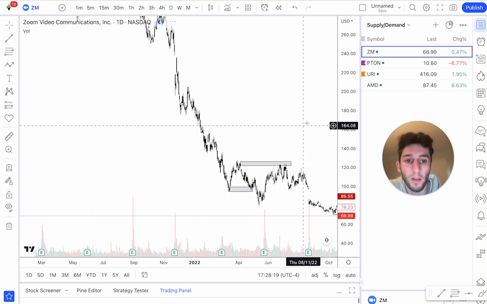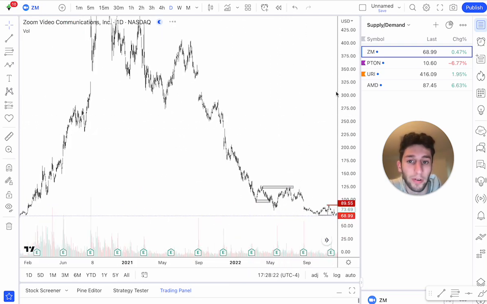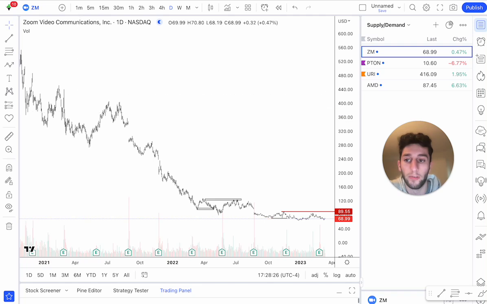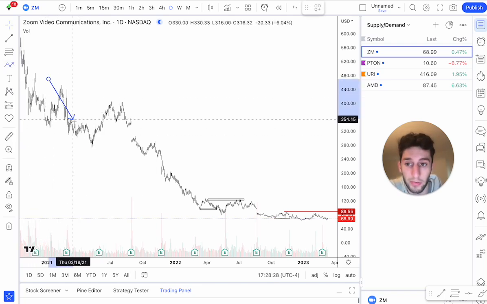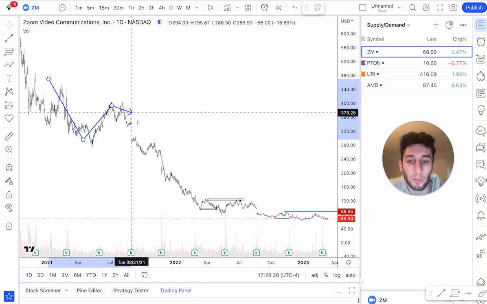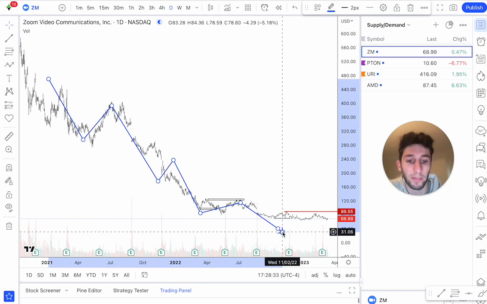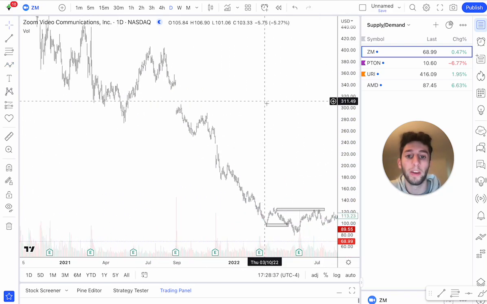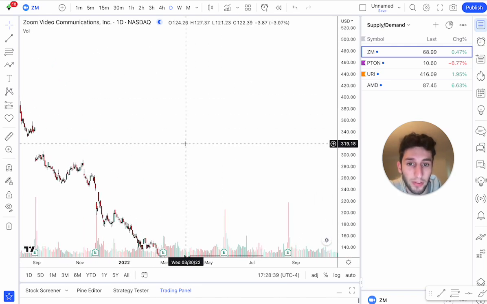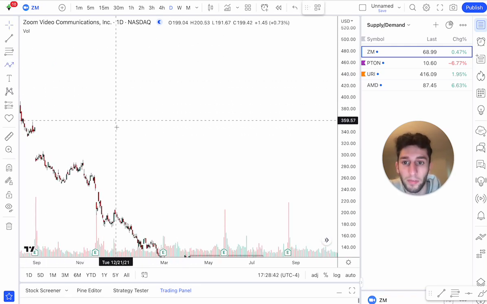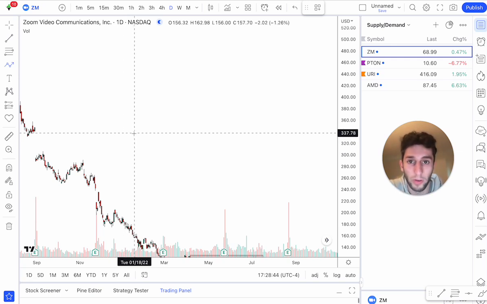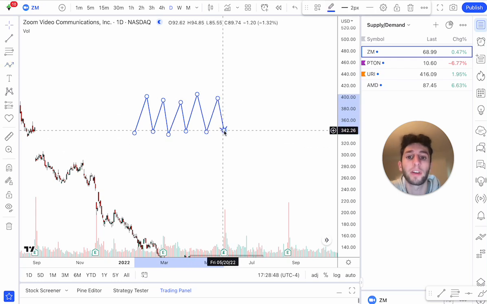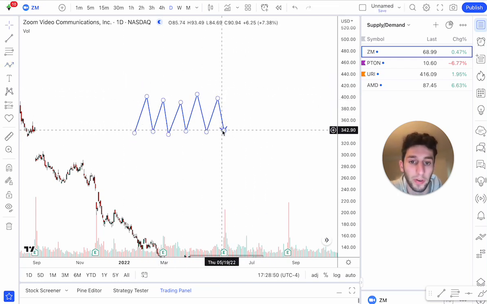Looking at Zoom, if I zoom out here, you can see if we go from early 2021 down to now, it's very easy to tell that we're in a downtrend. Price is making lower lows and lower highs, and we've been doing that ever since. So when price is in a downtrend, demand is not going to hold. If demand and supply always hold, then price is just going to be range bound. Price is never going to move if supply and demand is always holding.